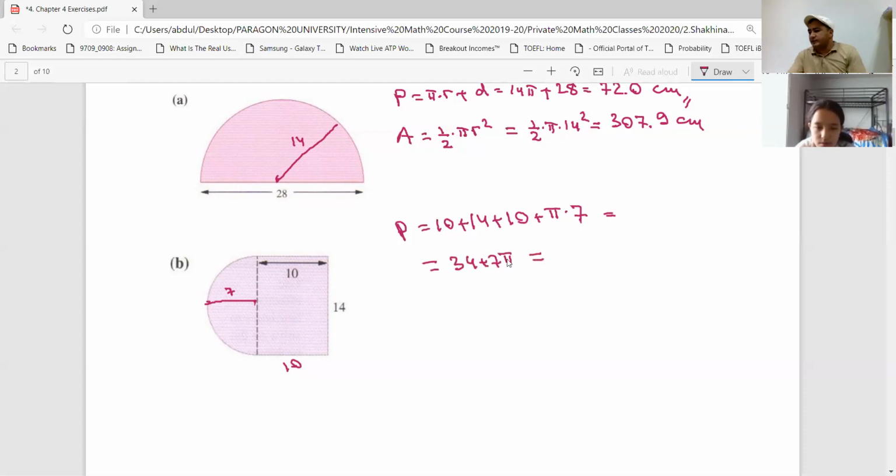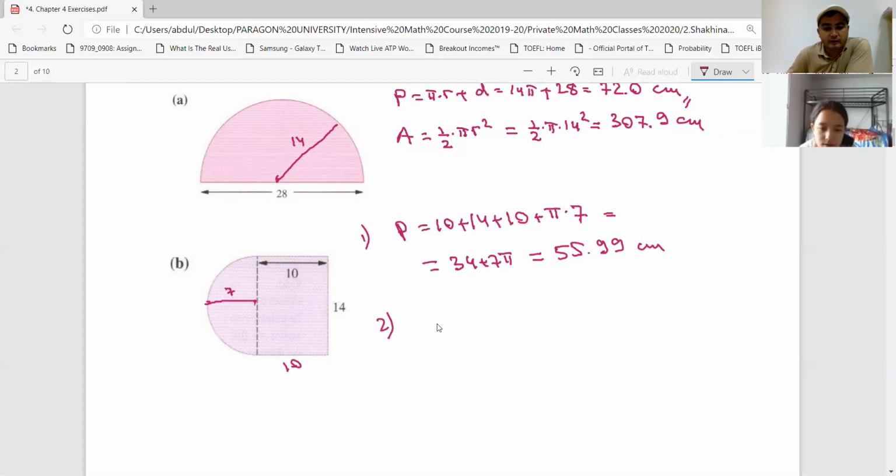Now we need to evaluate this. We know the value of pi. Using your calculator, 34 plus 7 times pi is equal to 55.99. Let's say 55.99 centimeters. That's the correct 2 decimal places. That's the first part. Now, what is the second question, Shahina?